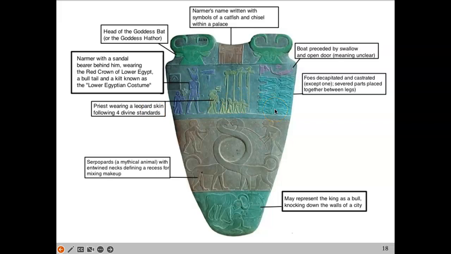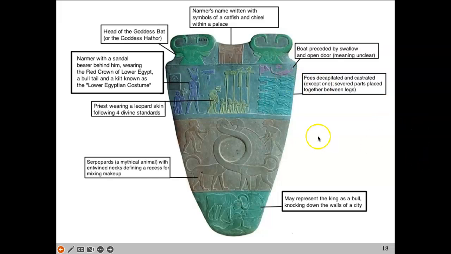In front of that, we see a defeated army, and they are depicted in a very orderly fashion of 5 figures in 2 rows. Each of the figures have been decapitated and castrated, and their parts have been put between their legs. You'll notice that the vantage point here is from above, so that we could see again the position of the figures, the fact that they've been decapitated, and it's very orderly.